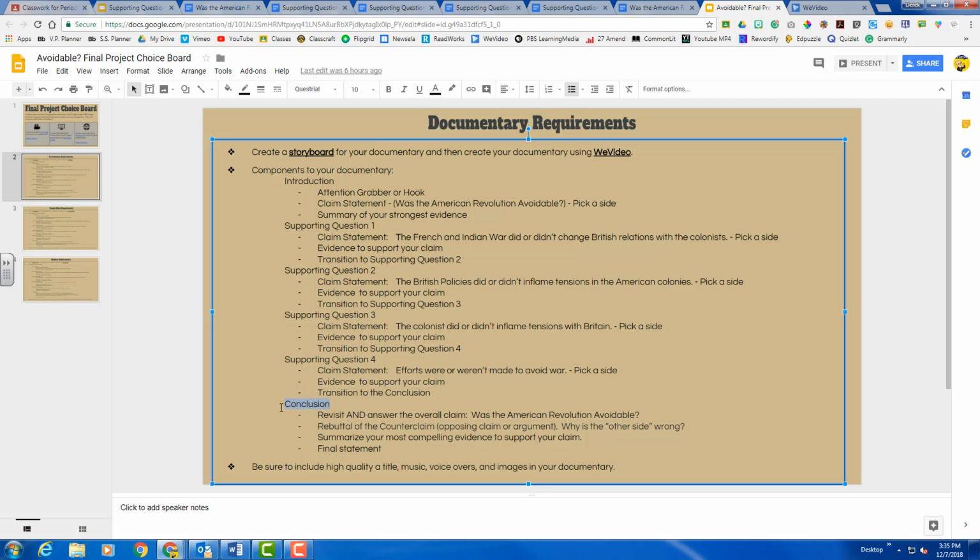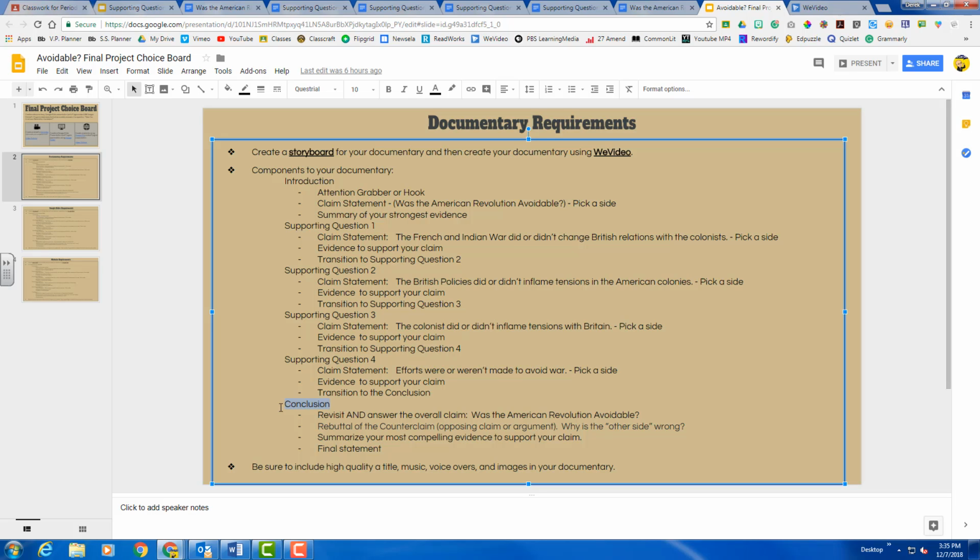And then a transition to the conclusion. What should the conclusion be about? Well, so far, in the introduction, you've told me what you're going to tell me. In the supporting questions, all 4 of them, you've told me the information, and then a conclusion should tell me what you've told me already. So revisit that overall claim: was the American Revolution avoidable?